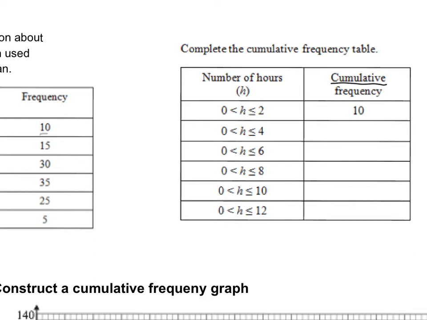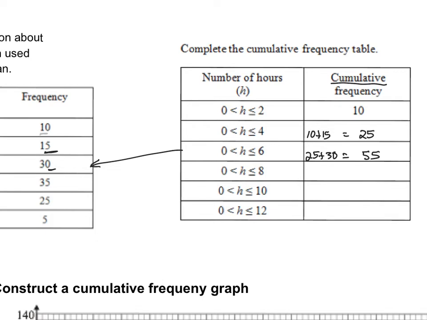And what you do to get the cumulative frequency is, from 0 to 2 hours, I have 10 children. From 0 to 4, from the last table, I have 15. So it's going to be 10 plus 15, because so far, up to 4 hours, I have 25. Okay. And then from 0 to 6, I have an additional 30 children, so 25 plus 30 is going to give me 55. What I'm doing is I'm taking my last value that I had, and I'm adding it to the next value.